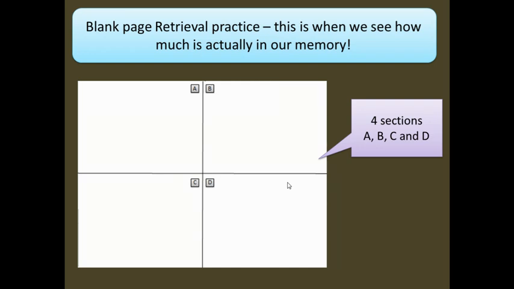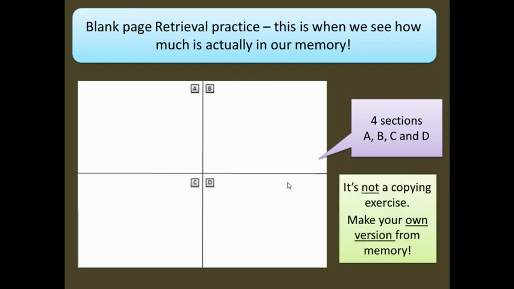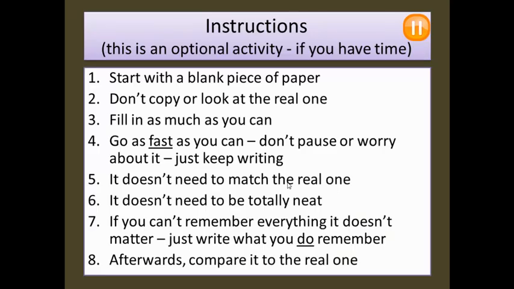It doesn't matter if it doesn't look the same. So it's not copying, it can be your own version, okay? If there's a point that you've remembered that you think should be in the knowledge organizer, put it in. It doesn't need to have exactly the same content, okay? So start with a blank piece of paper. Don't copy or look at the real one. Put in as much information as you can, okay? Really fill this page up so it's a really good revision resource.